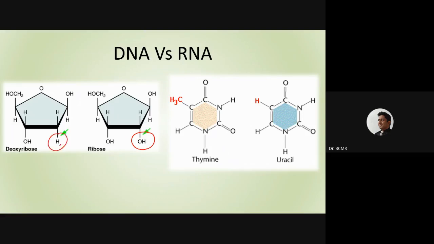Deoxyribose is this hydrogen, whereas there is a hydroxyl group at 2 prime in ribose. Okay, this would be 1 prime. This is the 5 prime. And thymine, this is the difference.